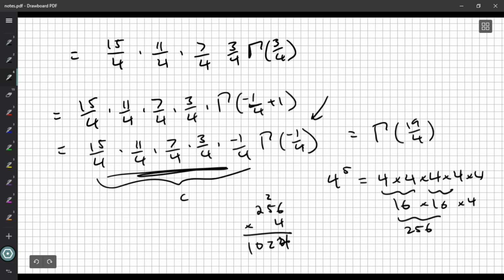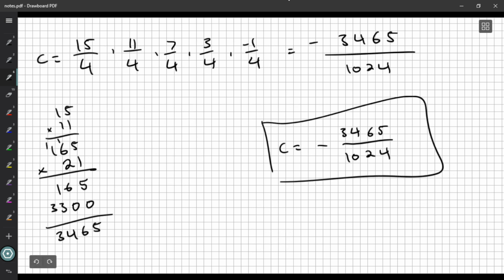This wouldn't have worked if 19 quarters and negative 1/4 weren't an integer distance apart. Okay? One of them is 5 more than the other. Okay? So that's how this worked. And then it was just calculation, admittedly calculation by hand, but not too bad to do by hand, to actually recover our value of c.